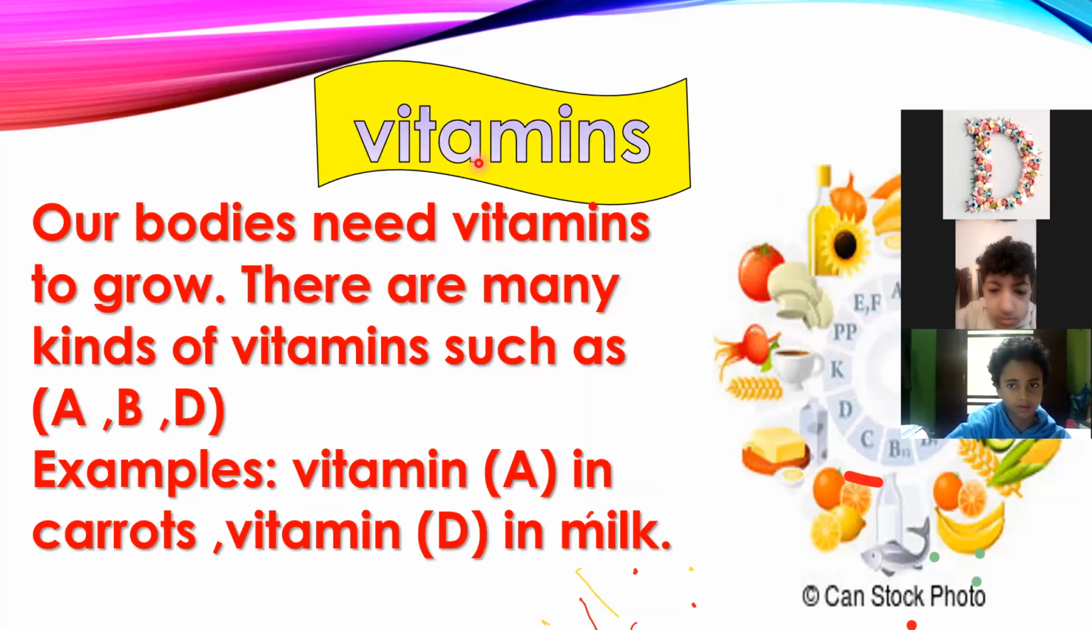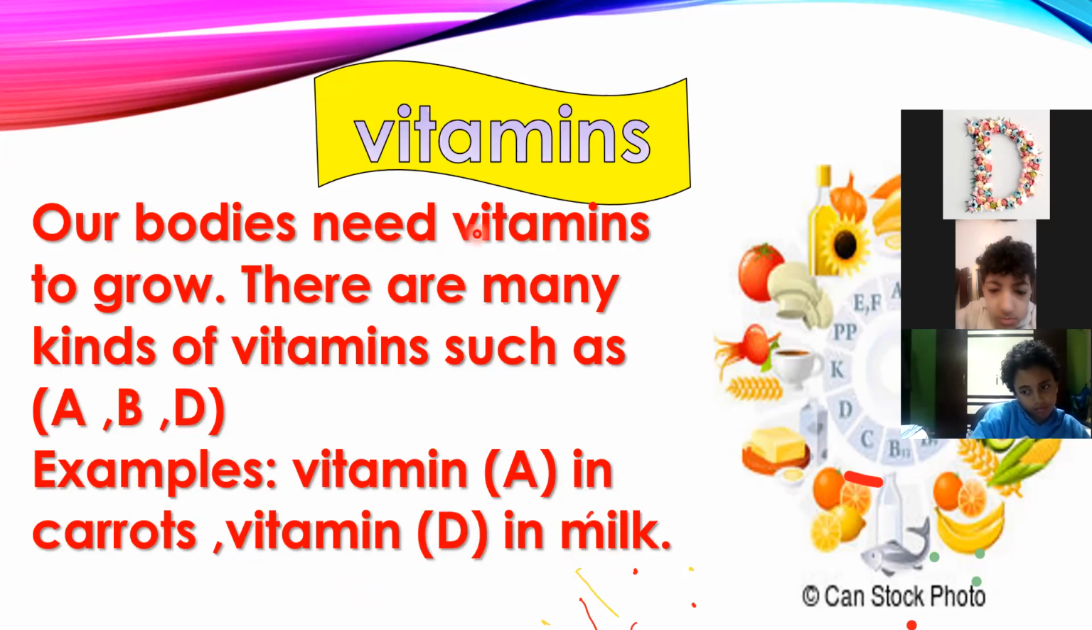Vitamins. Our bodies need vitamins to grow. And there are many kinds of vitamins, like vitamin A, vitamin B, vitamin D. For example, we can find vitamin A in carrots, and we can find vitamin D in milk. We can find vitamin C in oranges and lemons.